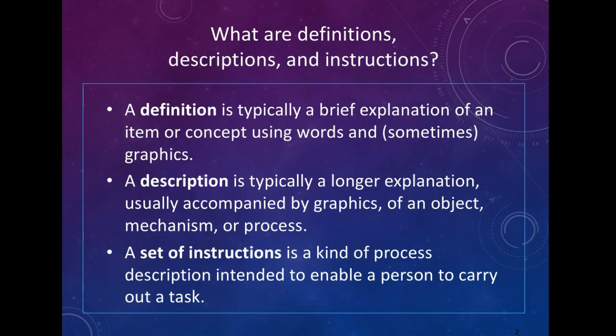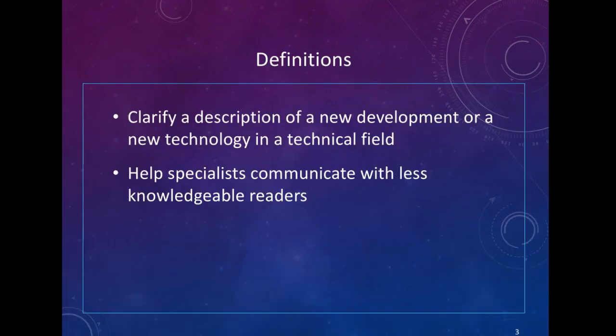So, what are definitions, descriptions, and instructions? A definition is typically a brief explanation of an item or concept using words and sometimes graphics. A description is typically a longer explanation, usually accompanied by graphics of an object, mechanism, or process. And a set of instructions is a kind of process description intended to enable someone to carry out a task. So let's start with definitions.